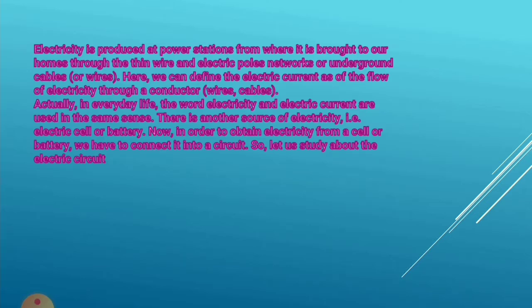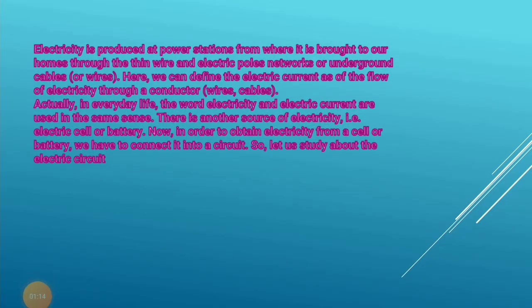Electricity is produced at power stations, from where it is brought to our homes through thin wires, electric pole networks, or underground cables or wires. Here we can define the electric current as the flow of electricity through a conductor, wires and cables. Actually, in everyday life, the words electricity and electric current are used in the same sense.